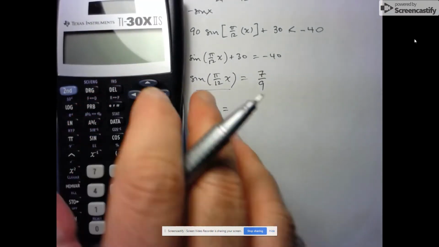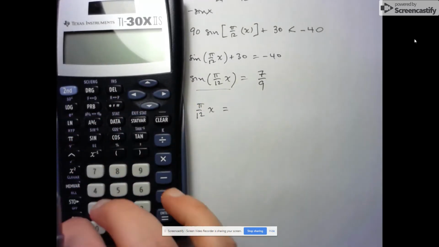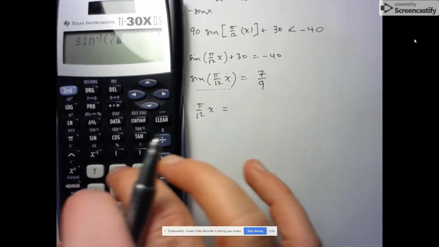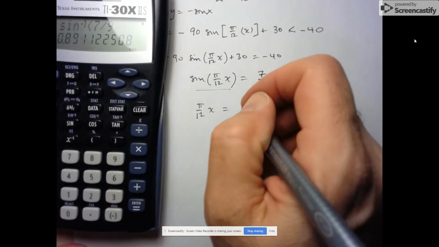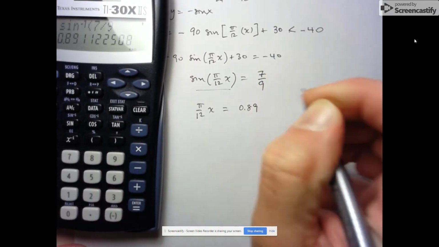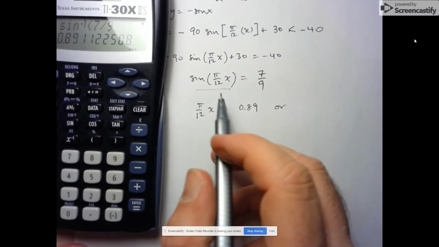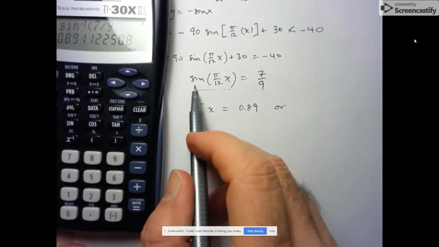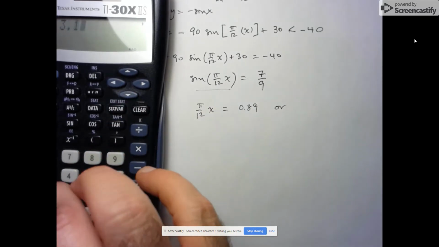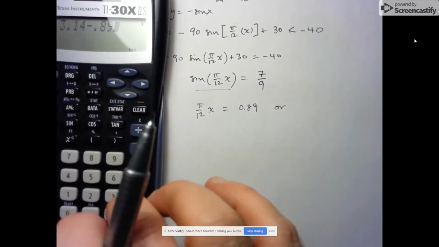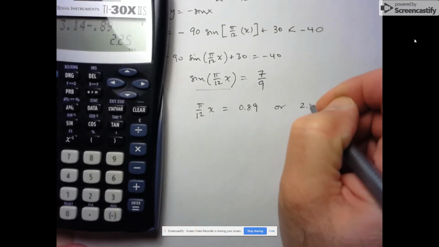So let's calculate that. Inverse sine of 7 over 9, which is 0.89. Okay, or now since we're working with sine, it's going to be pi minus this number. So the other option is going to be pi, 3.14, minus 0.89, which is 2.25.